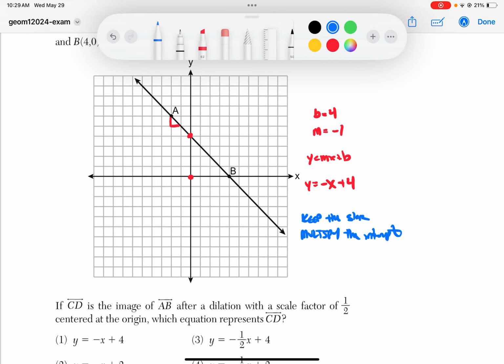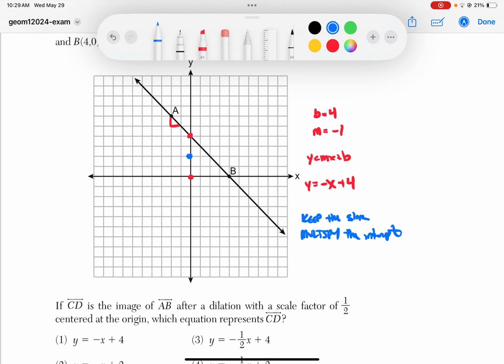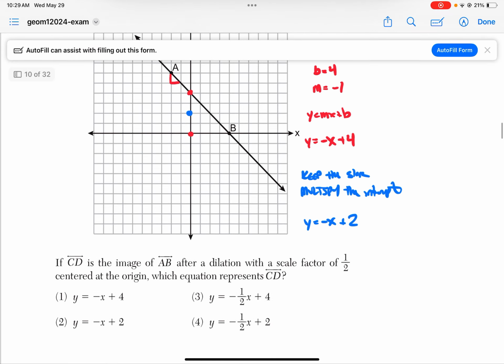Right, because the distance, we can think of a scale factor with a dilation of 1/2. We can think of it as going to shrink to half its size. But we can also think of it as the distance between the center of dilation and a point on the figure being cut in half. So the distance is going to be cut in half to here. So the y-intercept is now 2, which is what would happen if I cut it in half. So this would turn into keep the slope, negative x, cut the y-intercept in half, plus 2, which would be number 2.